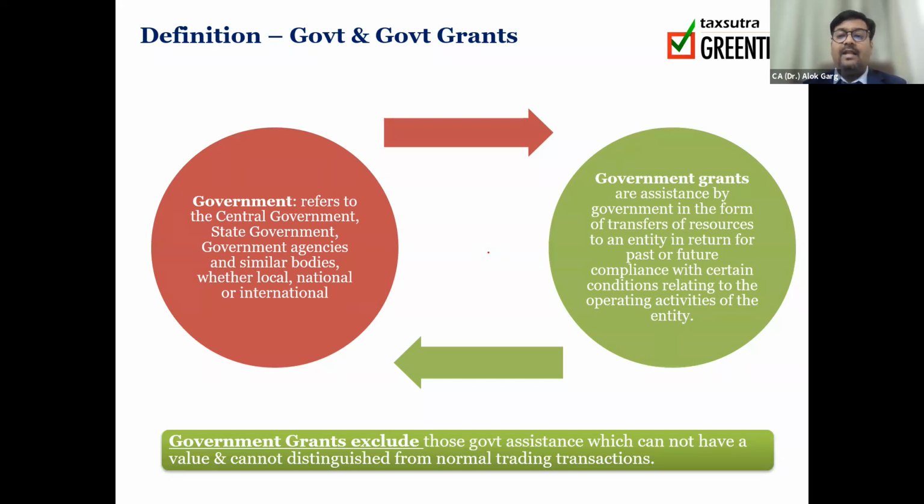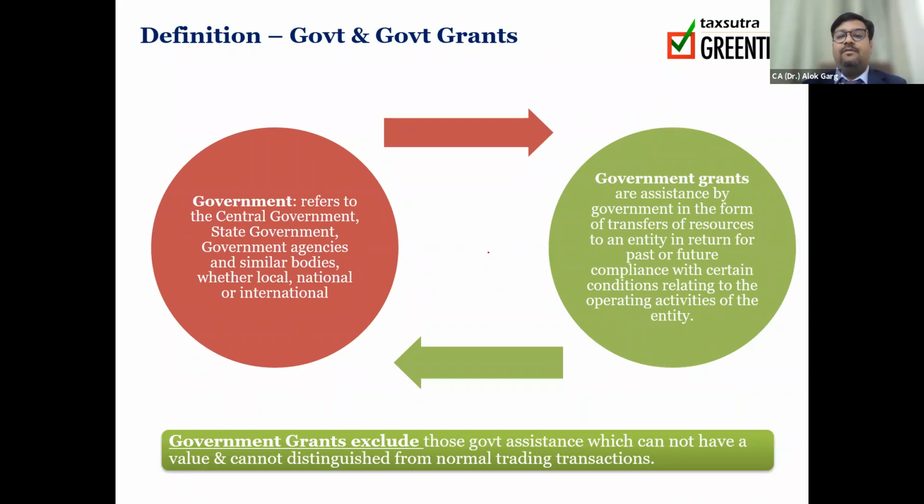For example, World Health Organization. If it is an international government body, it will be considered as a government for the purpose of this particular standard. Okay, whether local, national or international. UNICEF. Okay, so it is an international government body. It can be treated as an international government body. Okay, if it is a similar body, similar to the government.